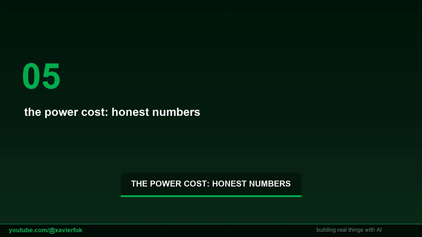The power cost, honest numbers. Now let me be honest about the power side, because this is where a lot of home setups get surprised.